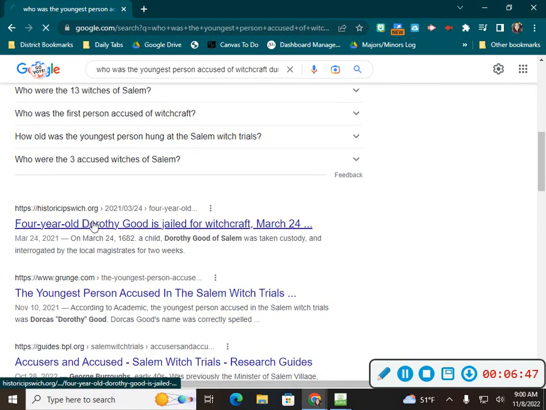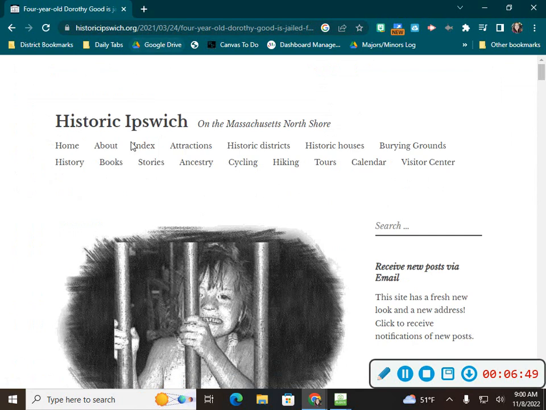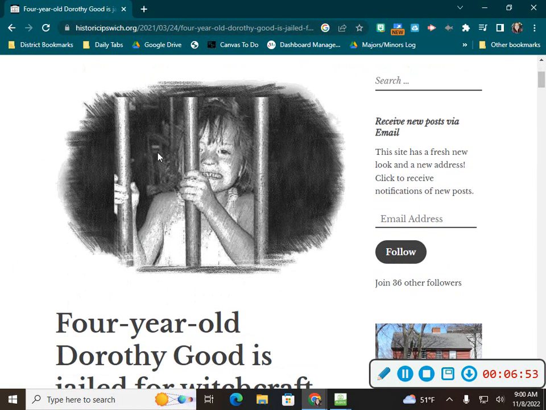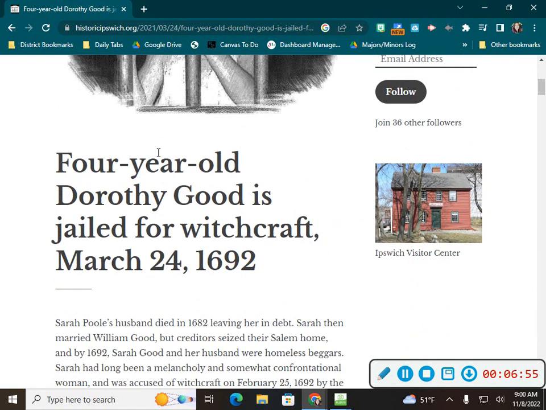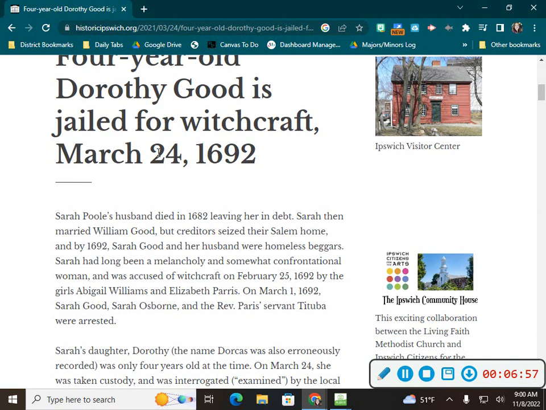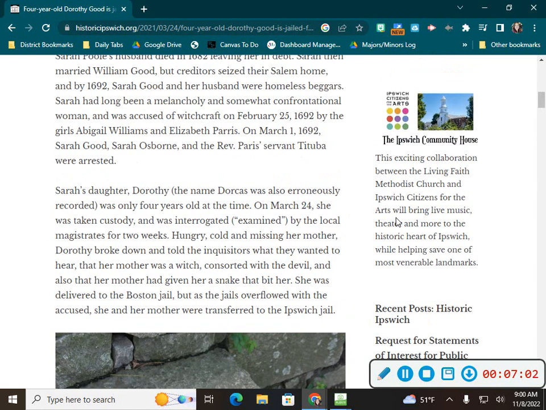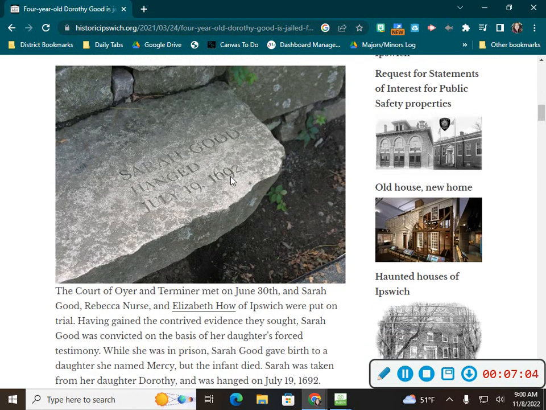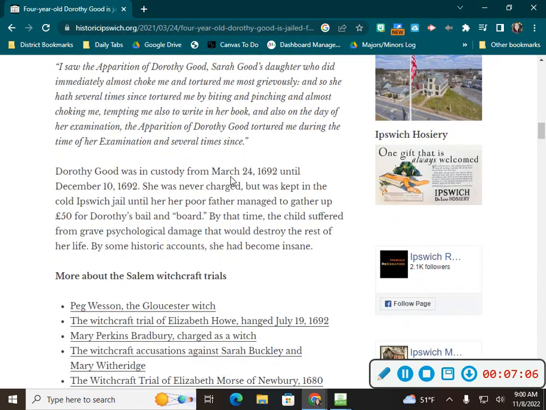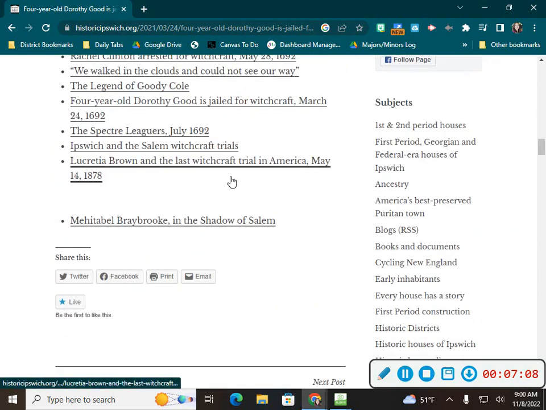And I'm going to click on this first one. So this one looks good because it's a .org, so that's a pretty good one. Let's see if there's any sort of, like, what do I know about this? Okay, so it's the historic Ipswich. Okay, Ipswich Community House. Do you see any advertisements? No? Okay, that's a good sign.